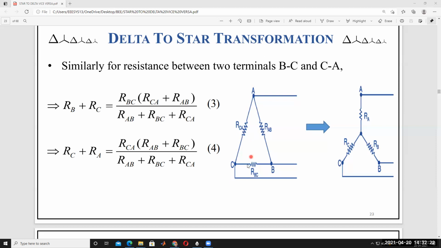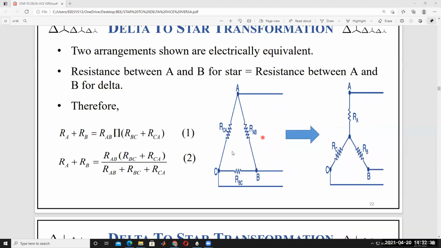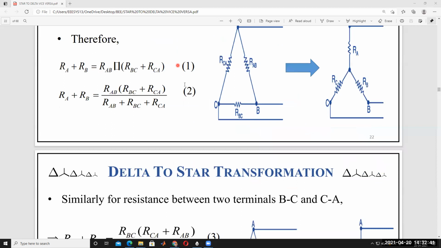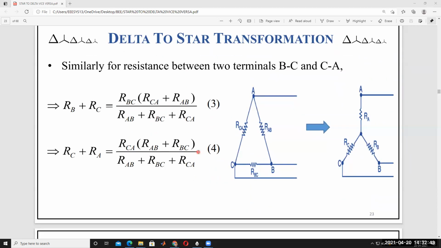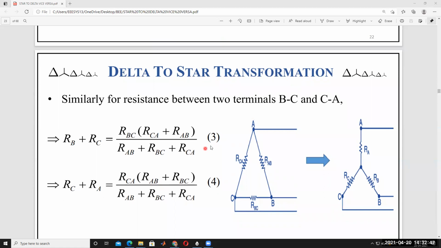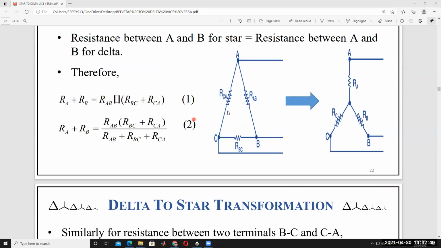RCA is parallel with RBC plus RAB. Understood? RAB and RBC are both in series. The resultant is nothing but RCA into (RAB plus RBC) divided by (RAB plus RBC plus RCA). Understood? Clear? Same as the first one. These equations are similar, and the procedure is similar here.